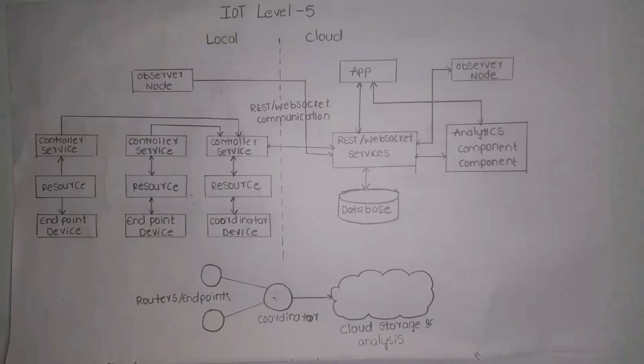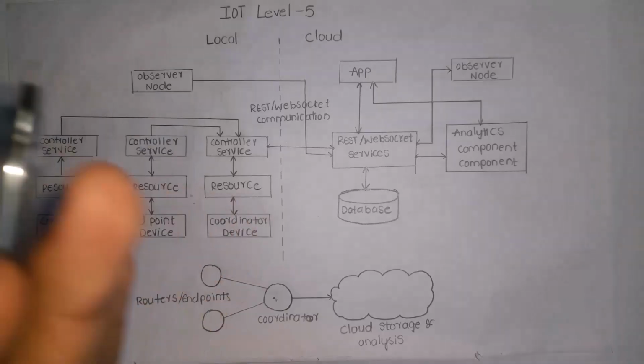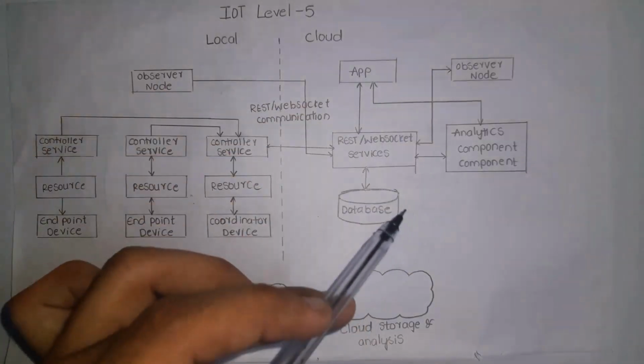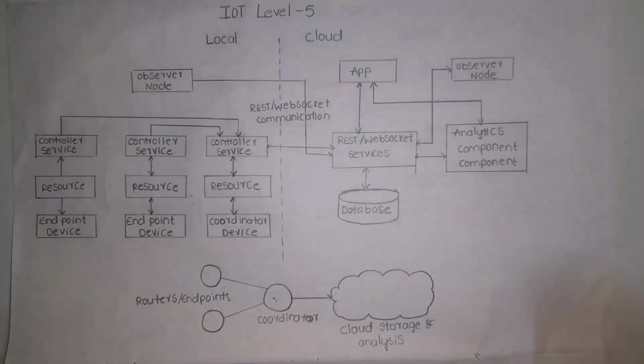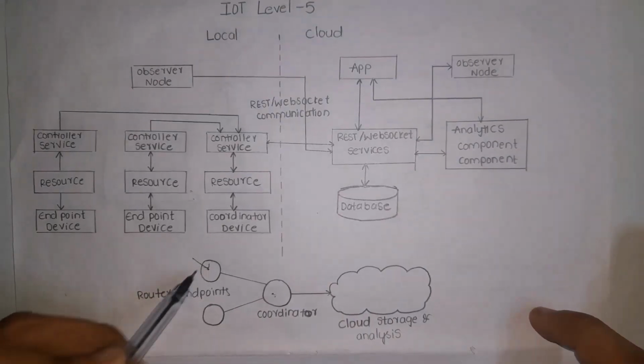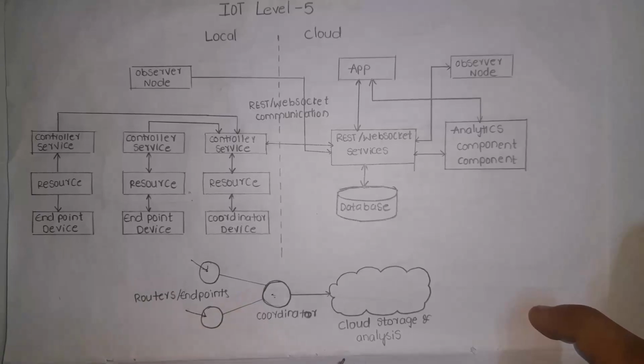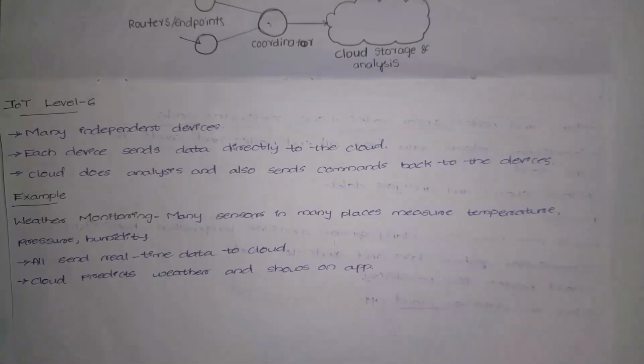Here this is the diagram where each device contains controller, resource and endpoint device. All these are stored locally and there is an app and database which is stored in cloud. There are so many IoT devices or sensors that are connected to the coordinator, where the coordinator will send data to cloud. So cloud will store the data and perform analysis. Next I will explain IoT level 6.